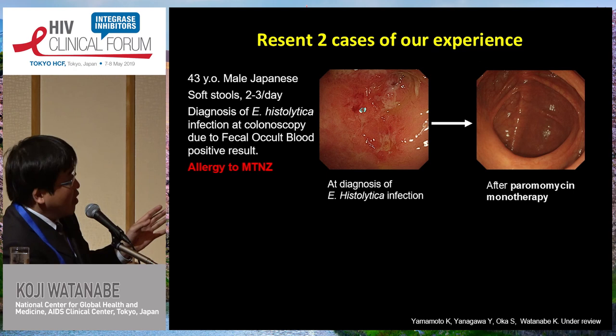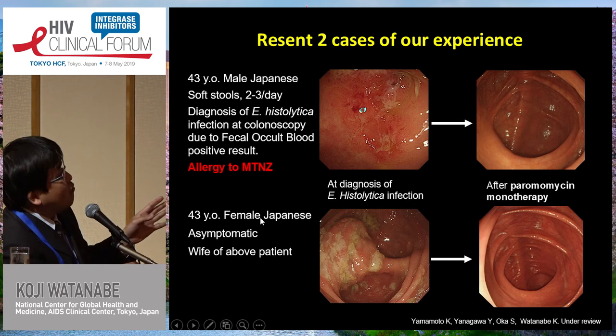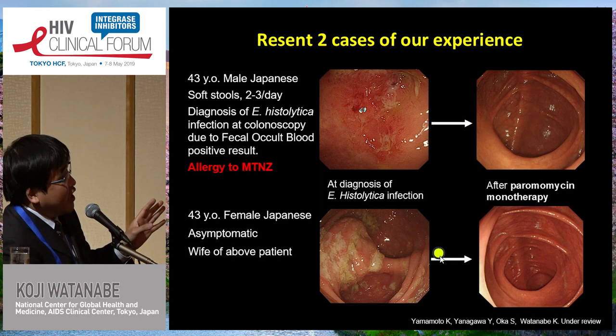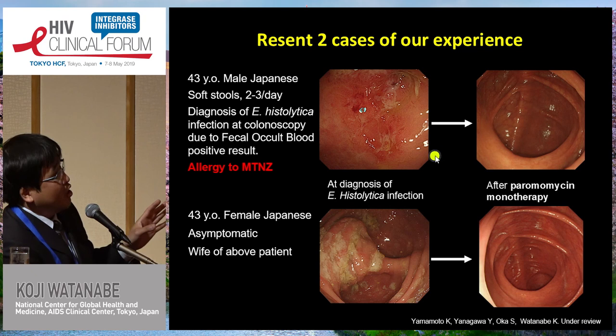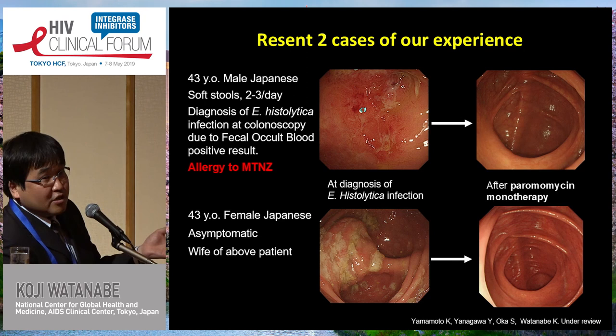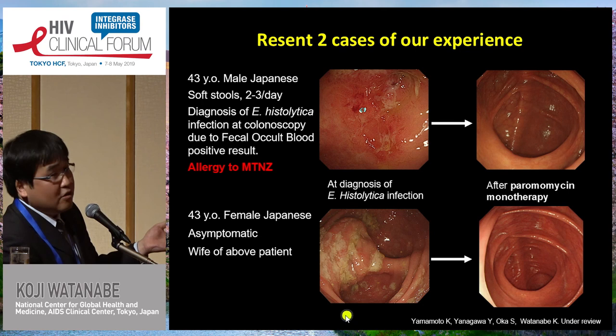In the same case, this is the wife of our patient. She was asymptomatic, but for screening, because her husband had the disease, we did a colonoscopy. We found an ulcer in the large intestine, but she wanted to be treated with paromomycin monotherapy because it was successful for her husband. So we had successful treatment of very visible ulcers caused by Entamoeba histolytica.